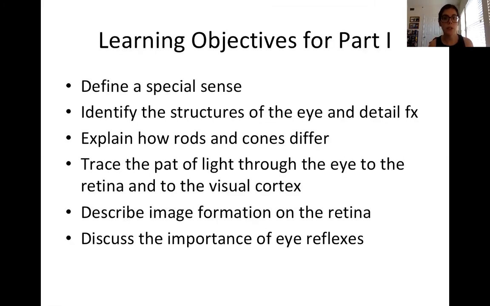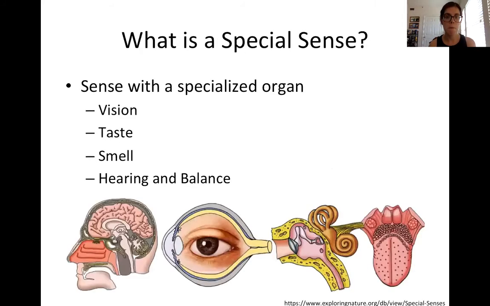Our learning objectives for this first part are to define what a special sense is, identify the structures of the eye and detail their functions, explain the difference between rods and cones, trace the path of light through the eye to the retina and all the way back to the visual cortex, describe how images are formed on the retina, and talk about eye reflexes briefly.